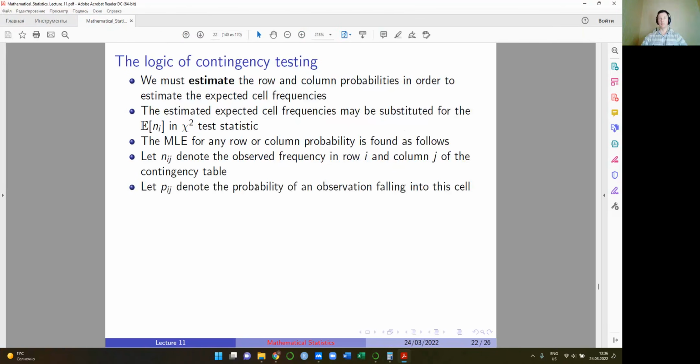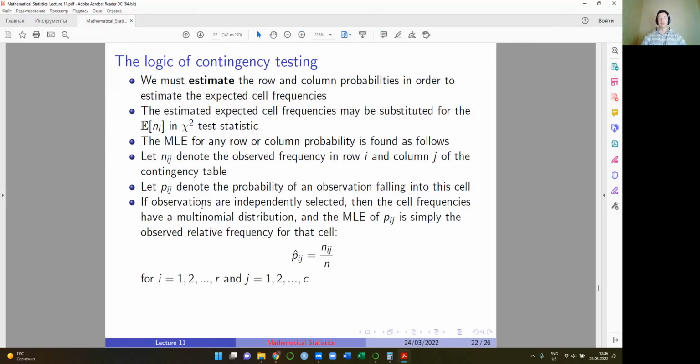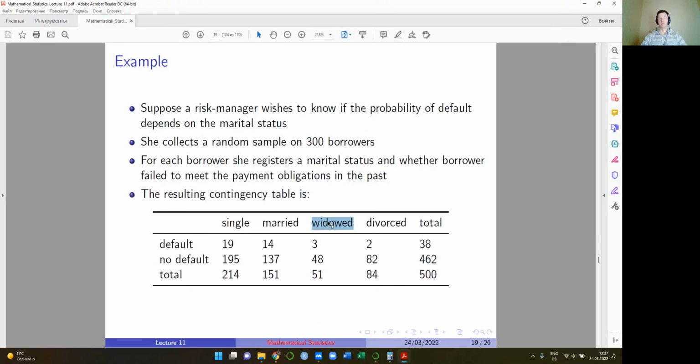Pij is the probability that your observation falls into this cell. For example, the probability that the person is single and defaulted, or the probability that the person is widowed and not defaulted. The word "and" is crucial here. And then, if observations are independently selected, the cell frequencies have a multinomial distribution, as usual. How many categories do we have now? 1, 2, 3, 4, 5, 6, 7, 8 categories. So we fall into one of these 8 cells.